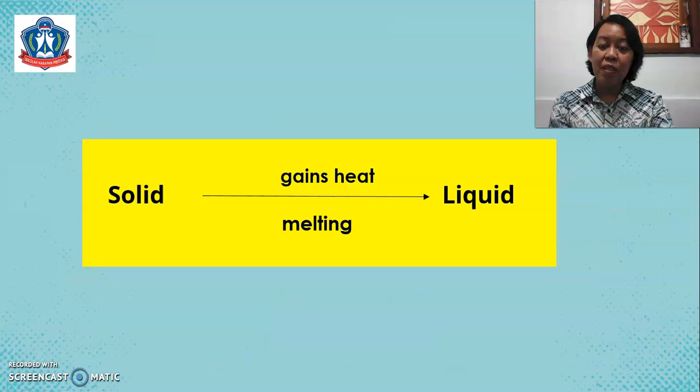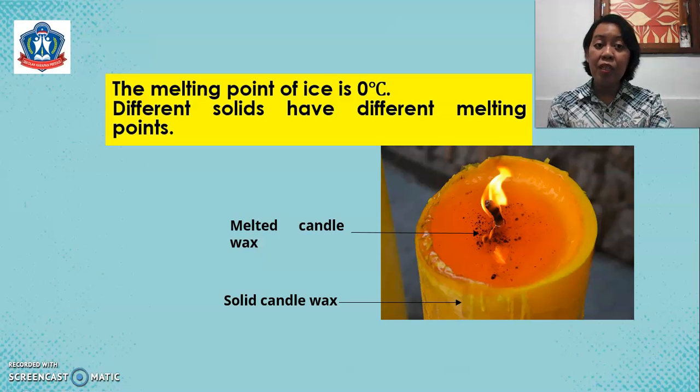So here is a simple diagram of a solid turning into a liquid. When it gains heat through the melting process, the solid becomes liquid. The melting point of ice is 0 degrees Celsius. Different solids have different melting points. Look at the picture here of a burning candle and look at the arrows. Melted candle wax is in the liquid state and solid candle wax is in the solid state.